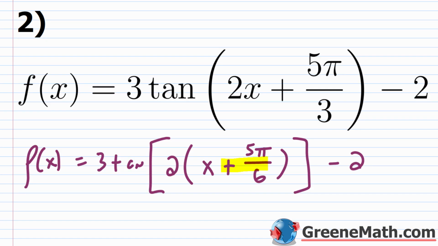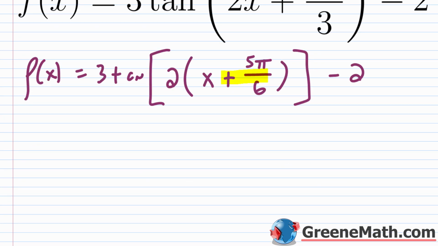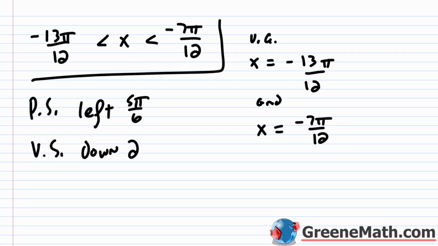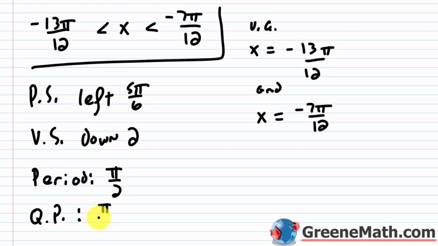Now for the period, again, the standard period for tangent is pi, and here you have this 2, right? You could think about it as being this guy outside the parentheses when it's factored, or the coefficient of x when it's not. So pi over 2 is going to be your period. So let's come down here and say that the period is pi over 2, and then the quarter period is going to be pi over 2 times a fourth, which is pi over 8.